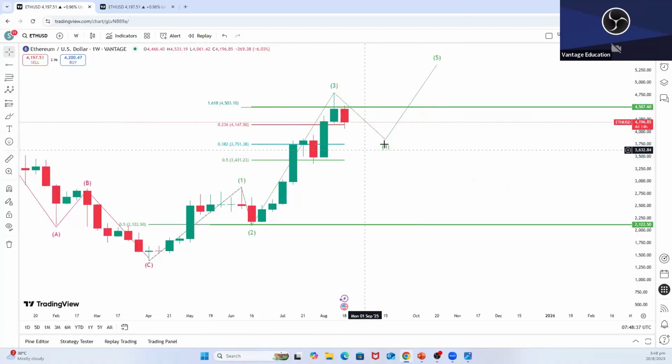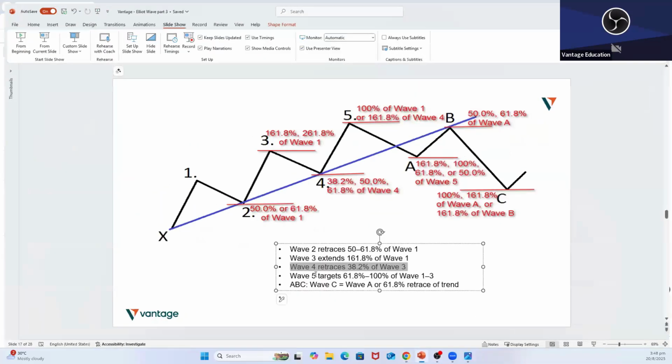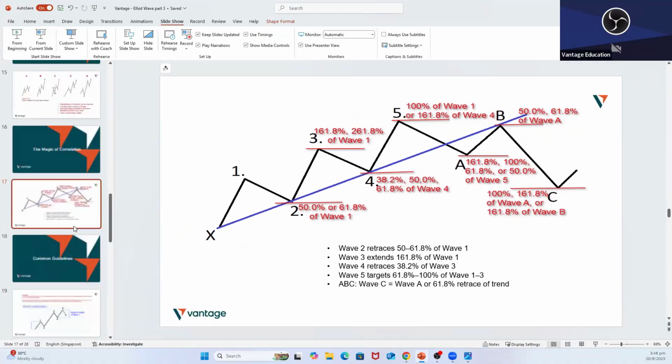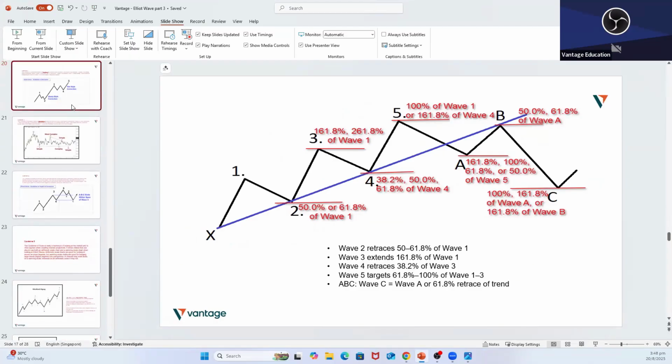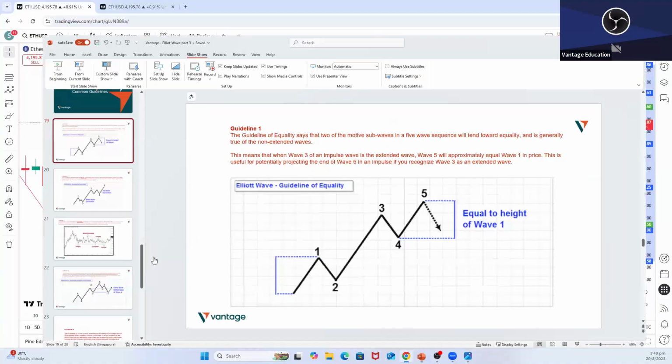So based on what I think is most likely to happen, I'm just going to put my target for wave 4 here. And then I can measure where I think wave 5 is going to be, because wave 5 is usually 61.8 or 100% of wave 1 to wave 3. But remember the guidelines I showed you just now: if wave 3 is extended, wave 5 is most likely going to be equal to the height of wave 1. So we already have the height of wave 1.